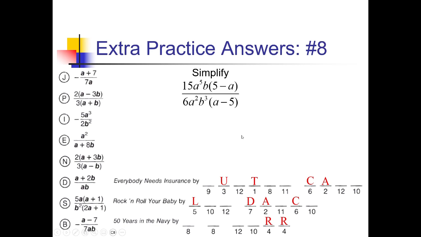For number 8, there is a little bit to do with common factors. In my numerator, since I'm subtracting these kind of out of order, I want to take a negative 1 out of those. So I'm going to call this negative 15a to the 5th b.